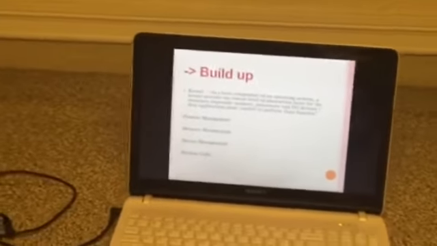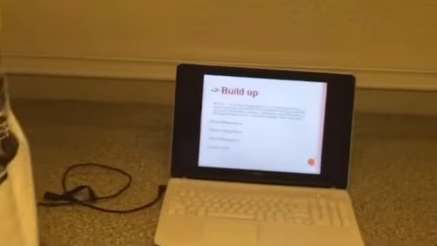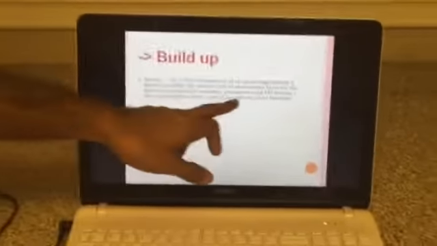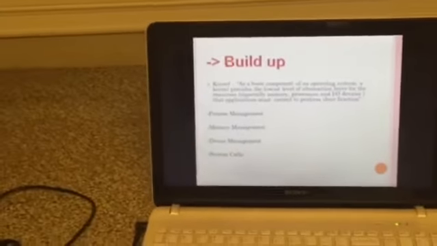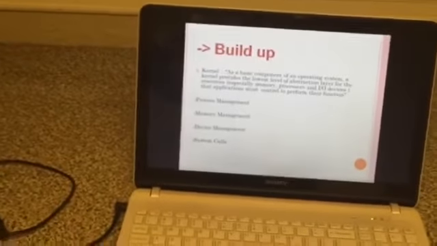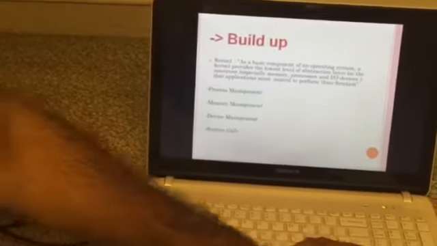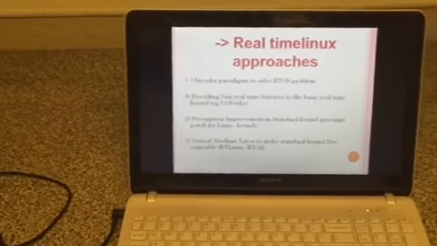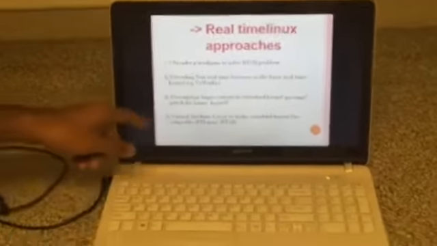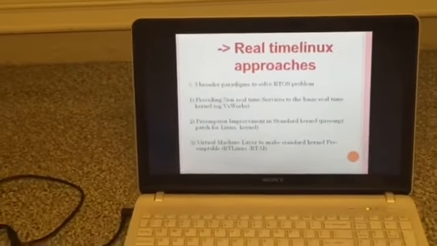Coming to the build-up, the kernel is a basic component of an operating system. A kernel provides the lowest-level administration and abstraction layer for the resources, especially the memory, processors, and input devices which the system has, and which the applications need to control in order to perform their function. These include process management, memory management, device management, and system calls.